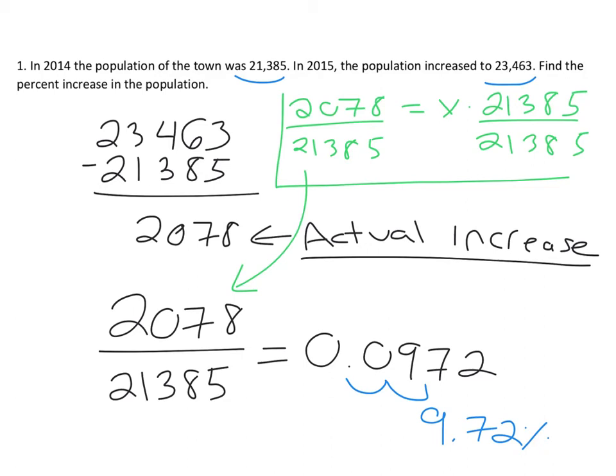Okay, our estimate was that it was about a 10% increase, so 9.72%, this makes sense. This is pretty close to our estimate. So this is the way to approach it more conceptually. There is a little bit of a shortcut, but it's a little bit harder to see conceptually why that's true.